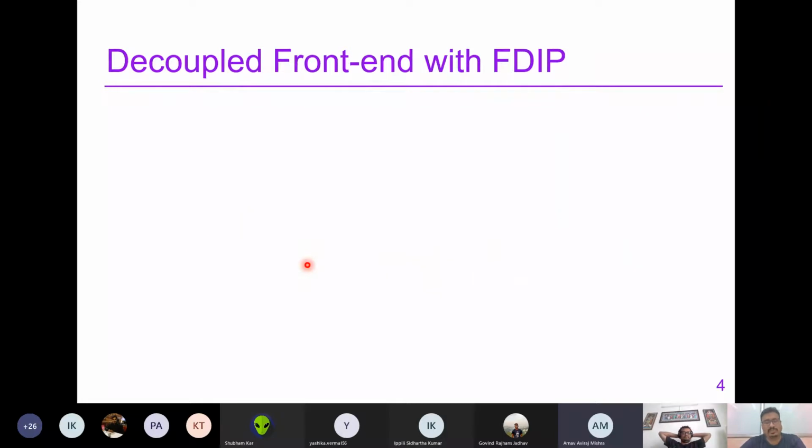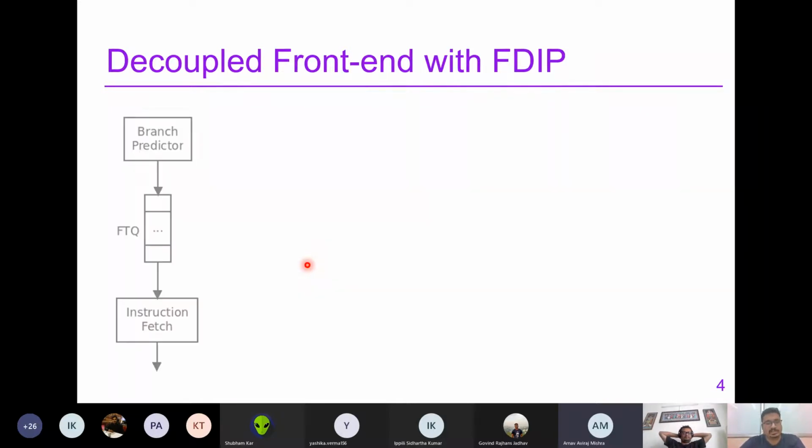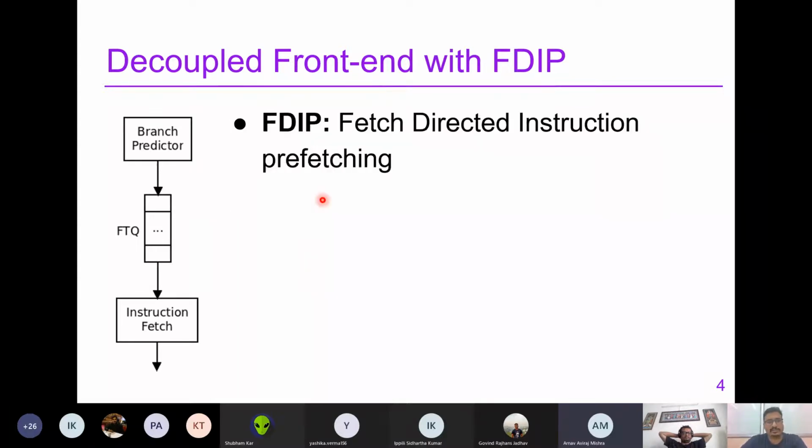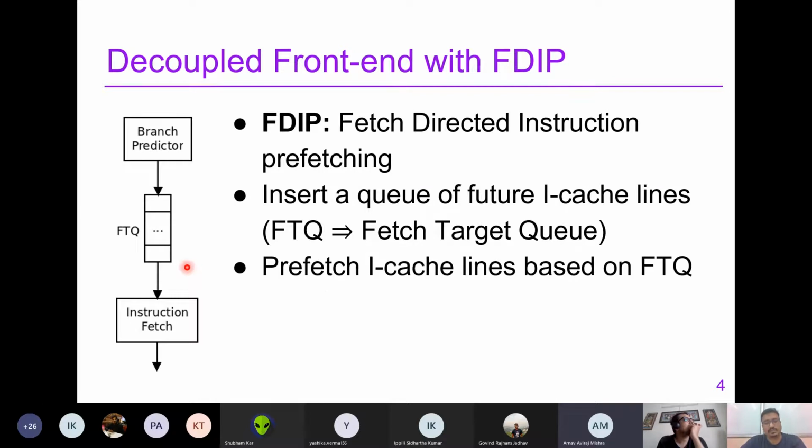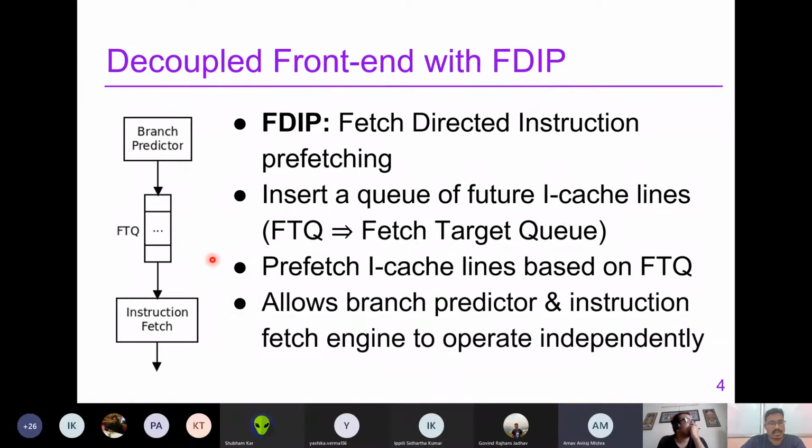We also saw the decoupled front end in our lectures, so I'll briefly go over what it is. The decoupled front end is introduced with FDIP, which stands for Fetch Directed Instruction Prefetching. This introduces a new queue, the fetch target queue, between the branch predictor and instruction prefetch. The FTQ has the iCache lines which will be used in the future, so those can be used for prefetching the iCache lines. This queue allows the branch predictor and instruction prefetch unit to work independently.